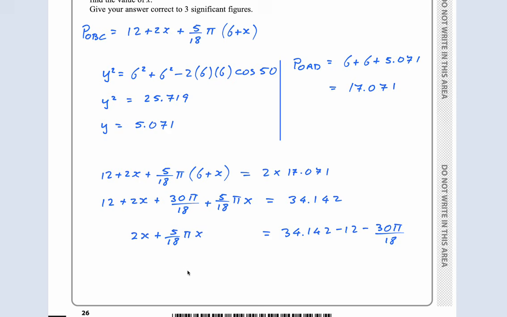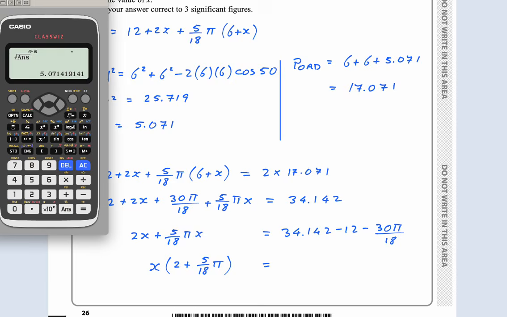So now I just have x on the left. I'm going to factorize out the x, so I have x into 2 plus 5 over 18 pi. Yes, I know this is hard. This equals, doing this bit with a calculator, 34.142 minus 12 minus 30 pi over 18, which is 16.906.